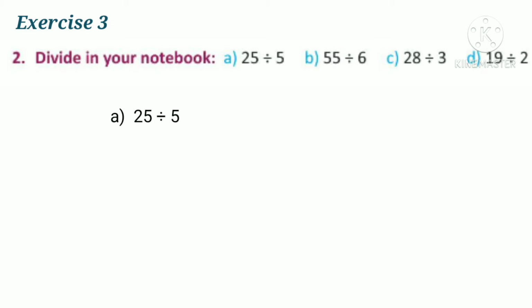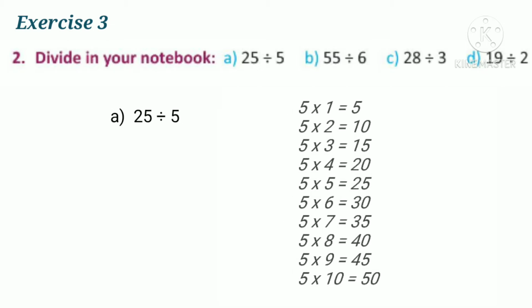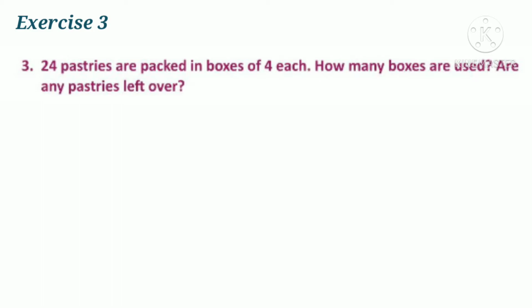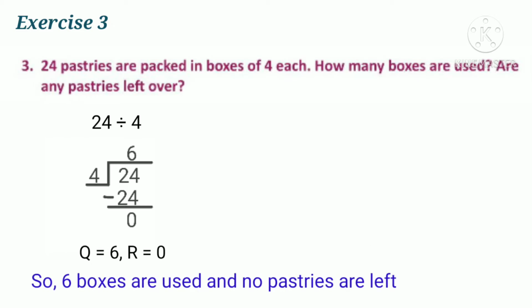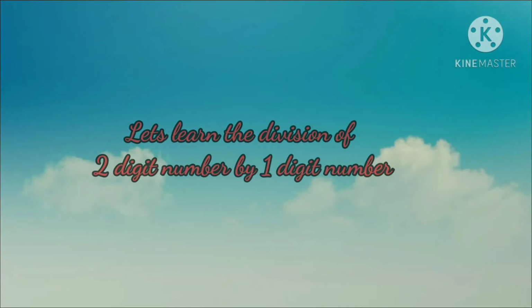In the second main, divide in your notebook. The first question, 25 divided by 5. Writing the 5 table, we have 5 fives are 25. So quotient is 5, remainder is 0. Coming to the third question, 24 pastries are packed in boxes of 4 each. How many boxes are used and how many are left over? So 24 divided by 4, writing the 4 table, 4 sixes are 24, so 6 boxes are used and no pastries are left.